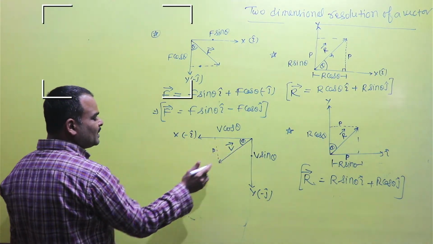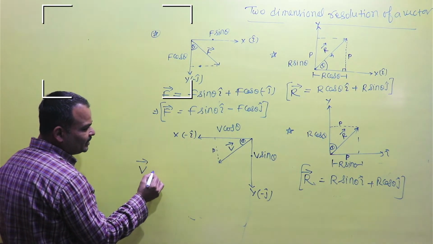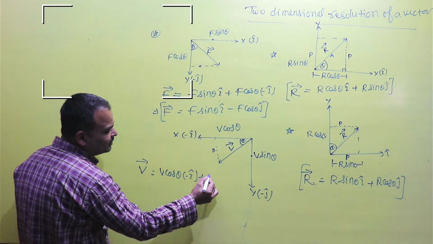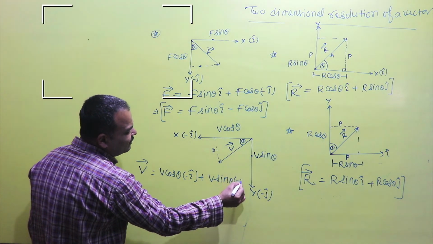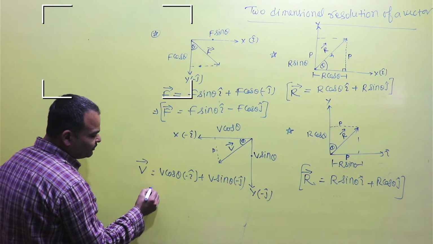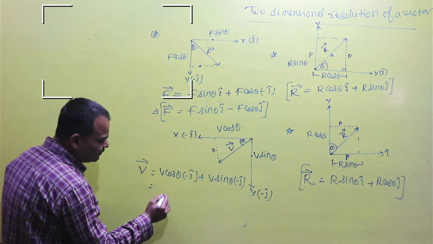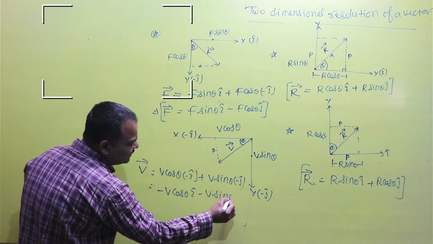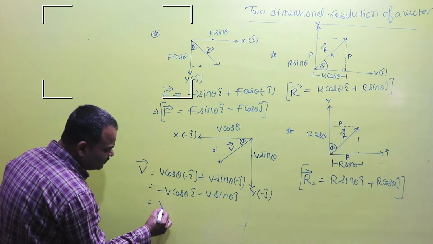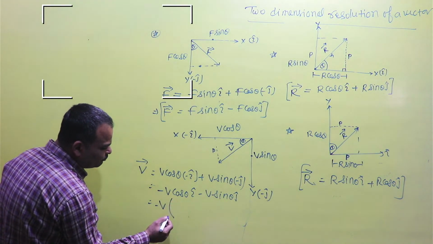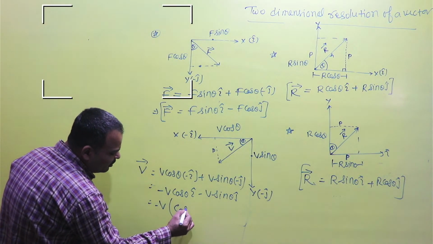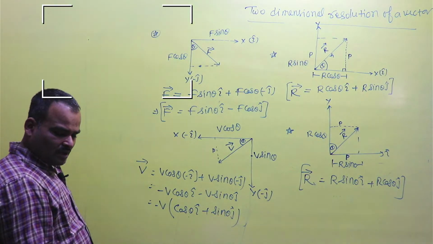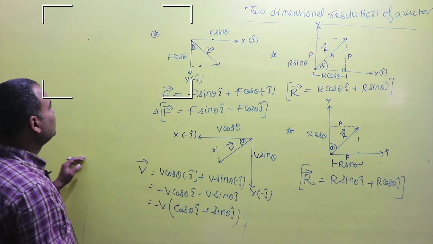So the resolution of the vector V may be written as the vector V is equal to V cos theta minus i cap plus V sin theta minus j cap, and the equation will be minus V cos theta i cap minus V sin theta j cap, and when minus V is common, then it will be cos theta i cap plus sin theta j cap. So we can resolve a vector this way.